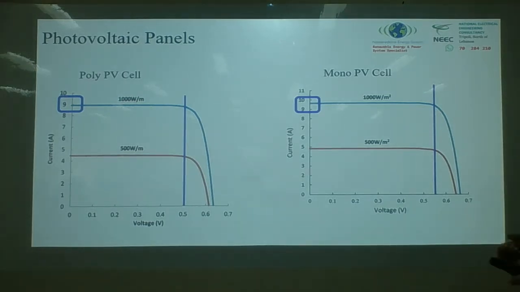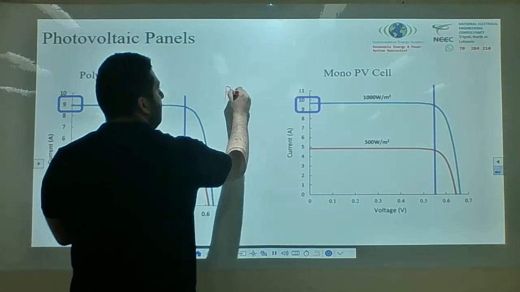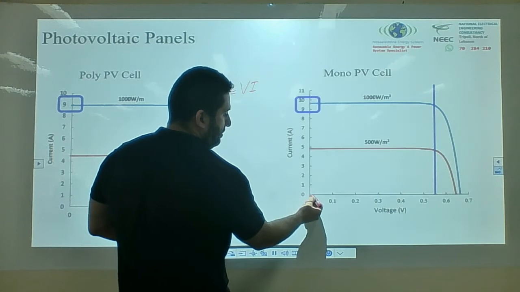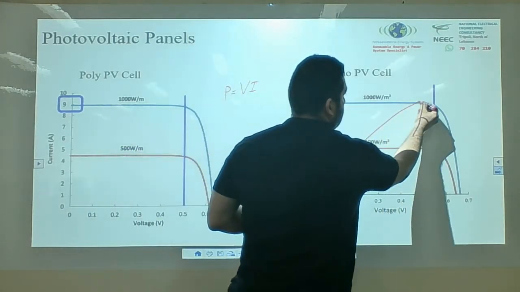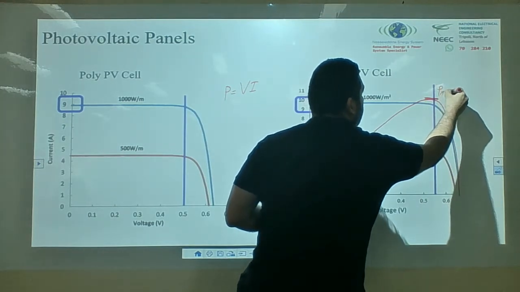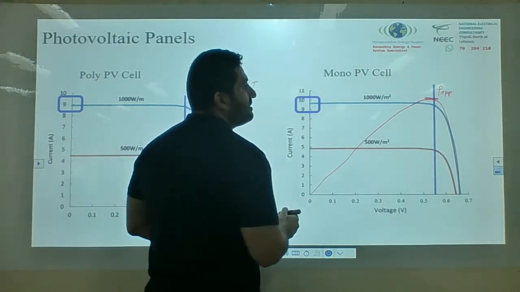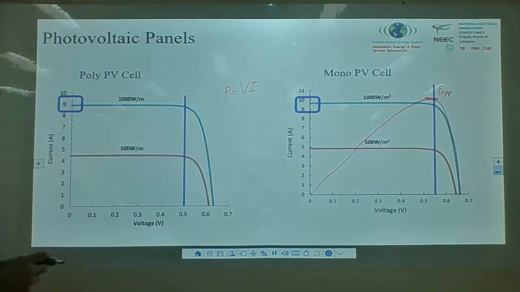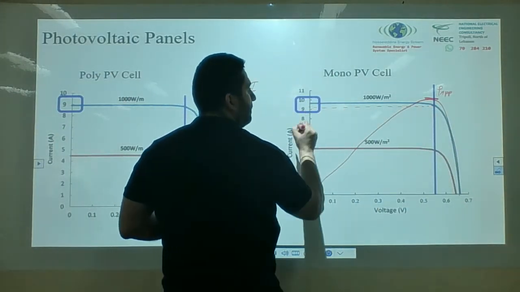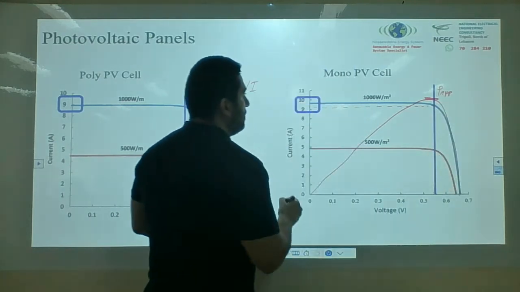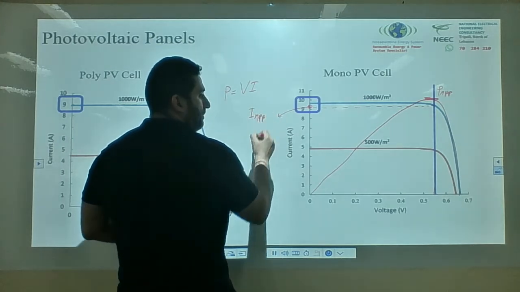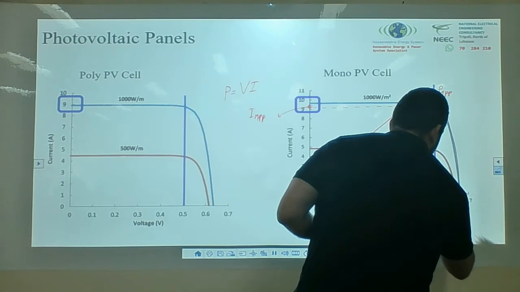So you know that P is equal to VI. So multiply the voltage with the current, this P will be represented like this, somewhere like this. And this is where my maximum power point is located, at this current and at this voltage. So this current in here, I call it IMPP, and this now for me is VMPP.